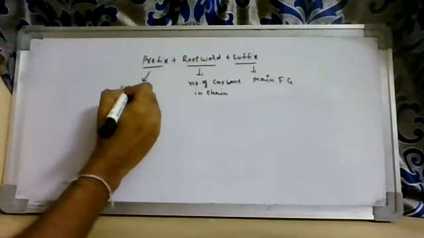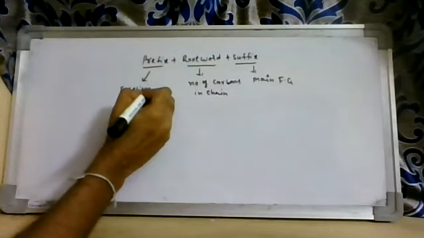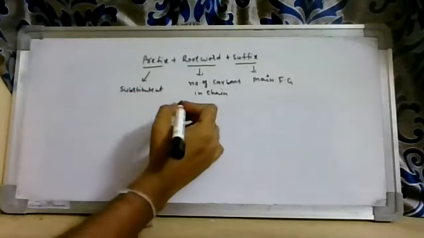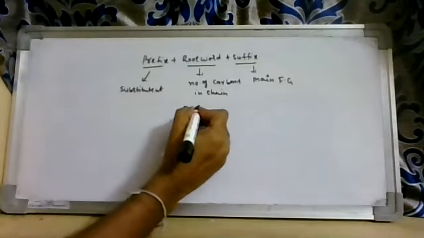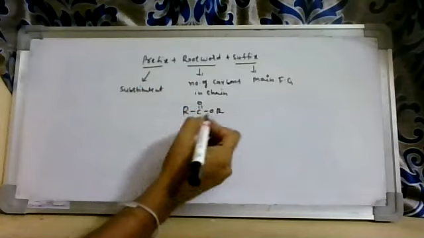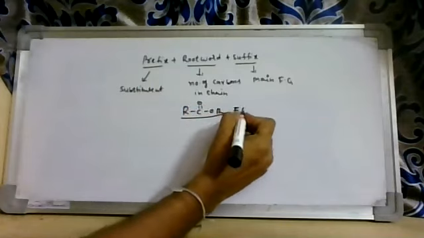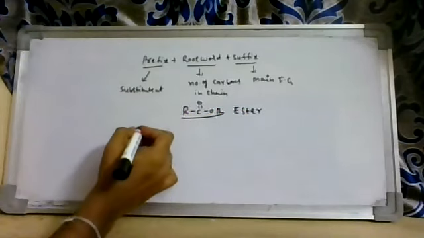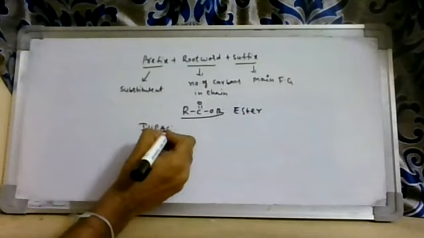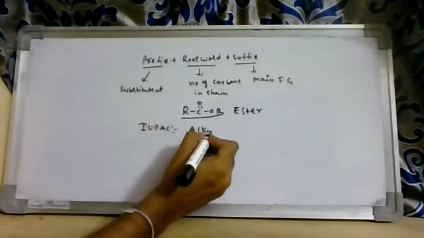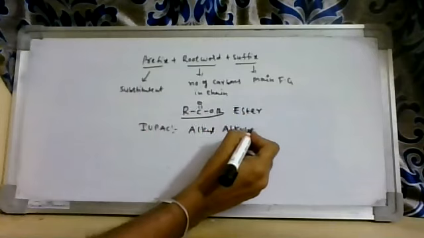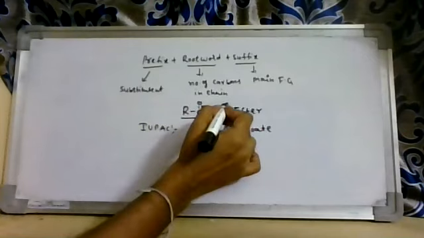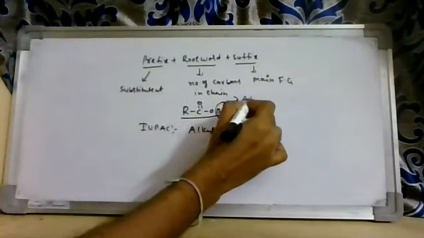Prefix means substituent. So today I am going to explain ester's IUPAC name. Functional group is ester, RCOOR. This is the ester functional group. The IUPAC name of ester is alkyl alkanoate. Here, the oxygen attached R is alkyl.